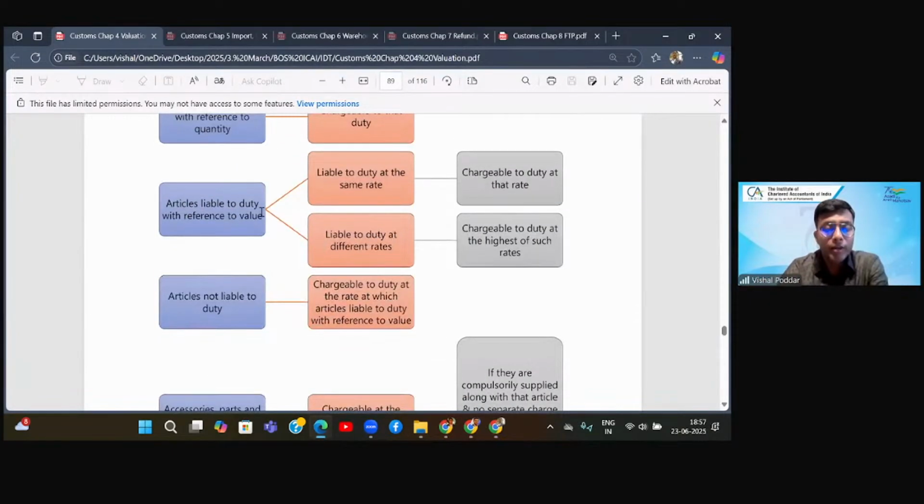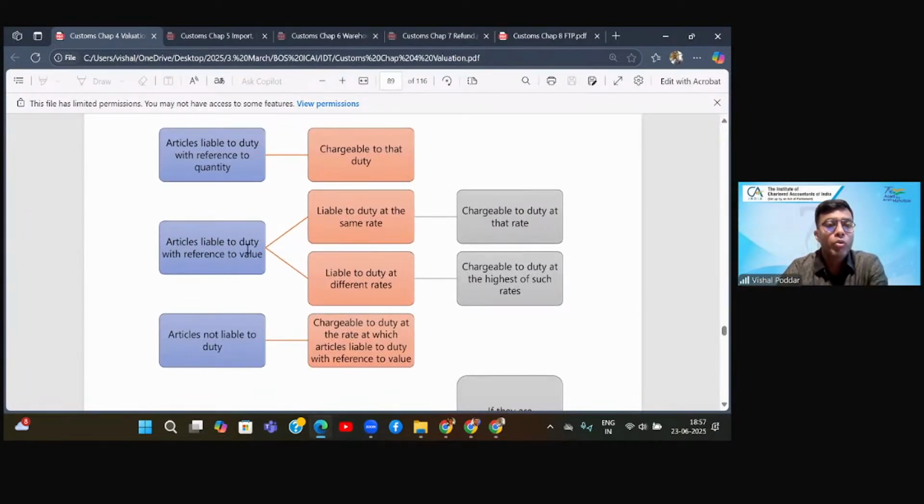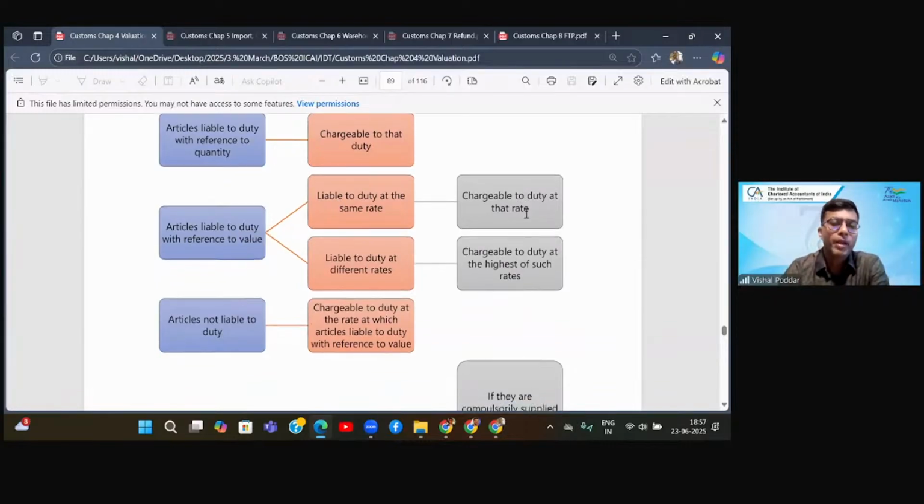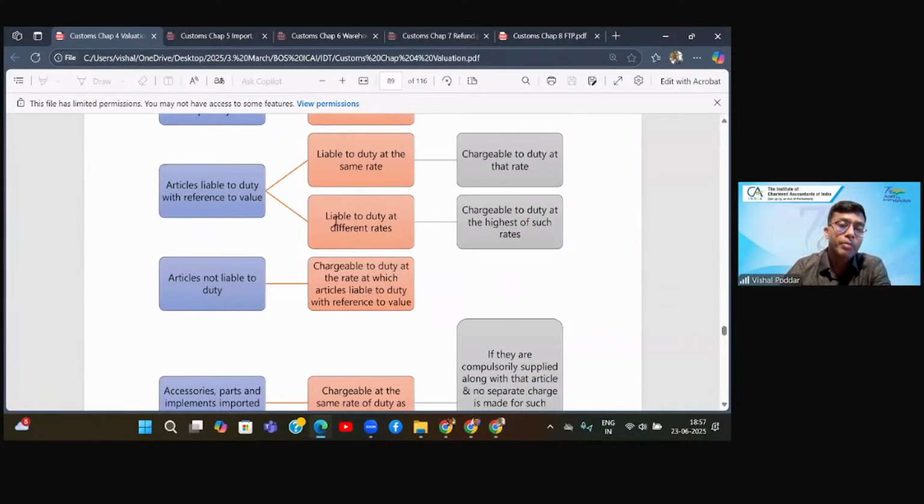But where the articles are liable to duty on the basis of value, then what will you do? First possibility, the different articles in this set, in this combo pack, are liable to the same rate. Again, no problem. You have the combo pack price, you take that price and multiply by that single rate. But where they are liable to different rates, it says you take the highest of the rates.